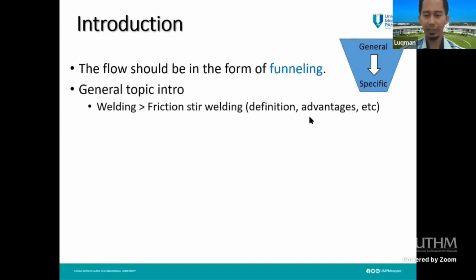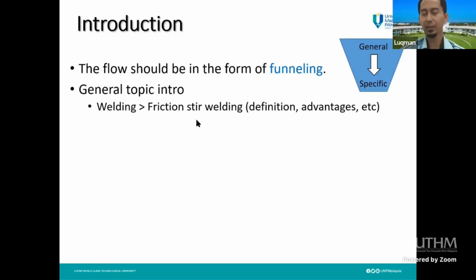Okay, so for funneling, the general topic, we start by telling a general introduction. So let's look at how I would usually do my introduction, since mine is in friction stir welding. So first I talk about welding and then go to friction stir welding. Usually we do the definition, advantages and so on. If the journal we target is very specific to our field, like the Journal of Welding, we don't need to explain what welding is anymore. Let's go straight to friction stir welding.